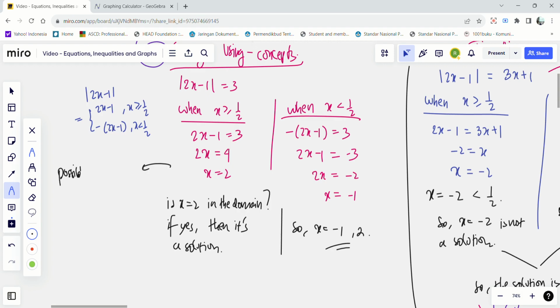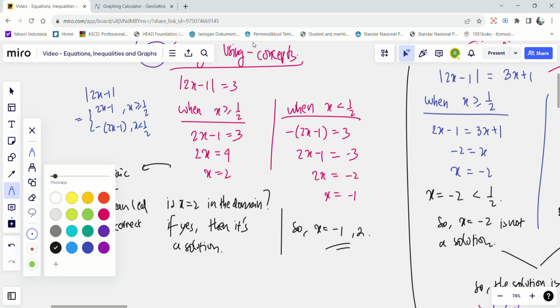However, these are the notes that are really important in any algebraic work. Possible algebraic work doesn't necessarily lead us to the final correct answers. Okay, why? So this is the case, for example.